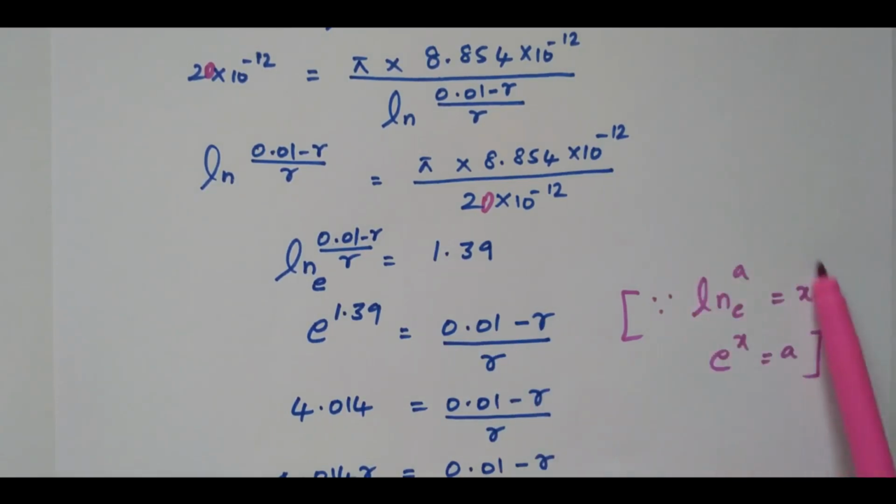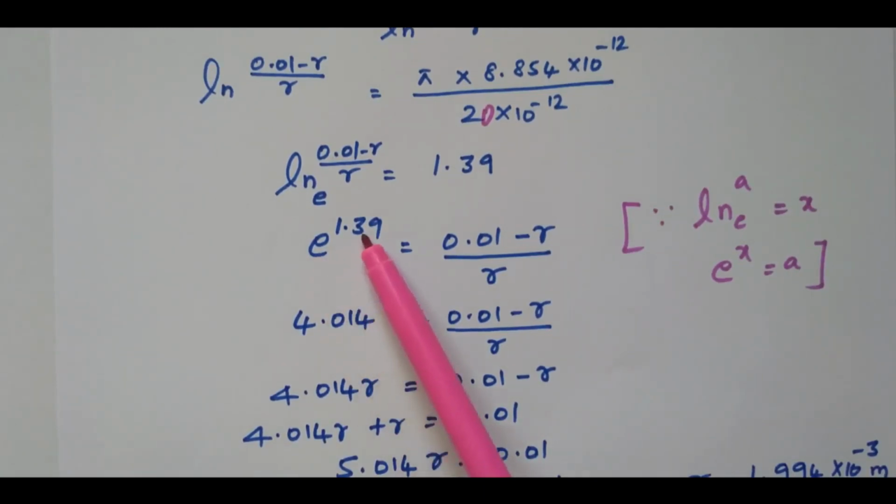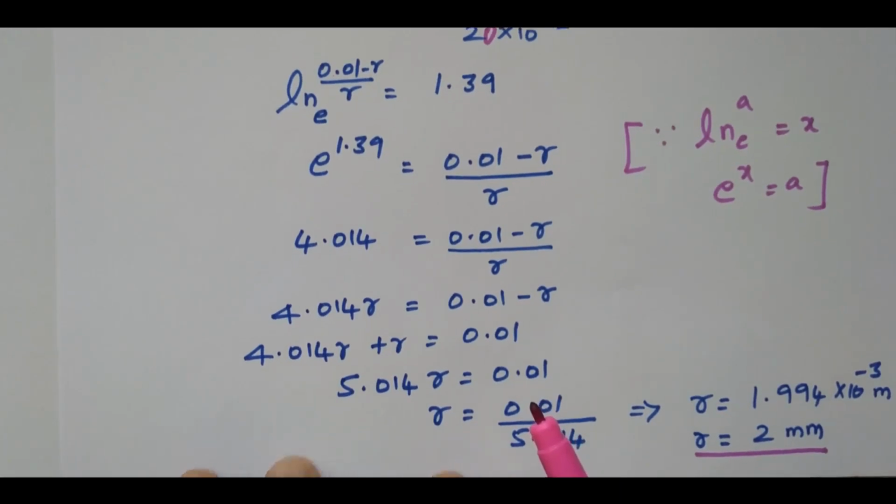So based on this formula, interchanging these two will remove the log. Here we are doing the same, using the same formula. E power 1.39 equal to (0.01 minus r) by r, right? So e power 1.39 is 4.014, that is equal to (0.01 minus r) by r. Now cross multiply this. 4.014 r equal to 0.01 minus r, right?